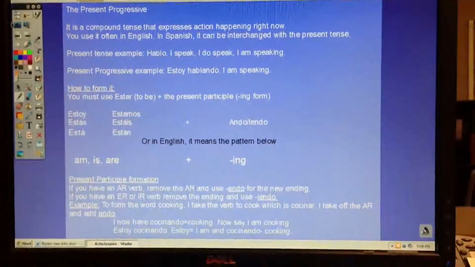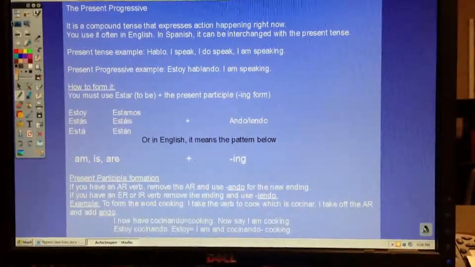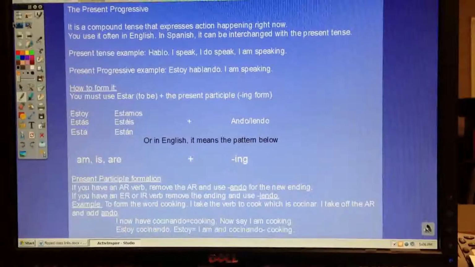We're going to be talking about the present progressive. What is the present progressive? Well, it is a compound tense that expresses action that's happening right now.